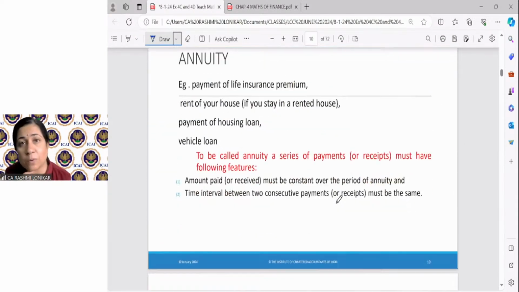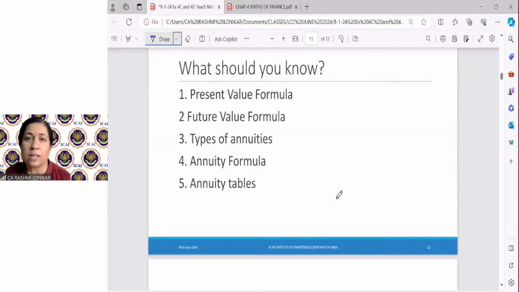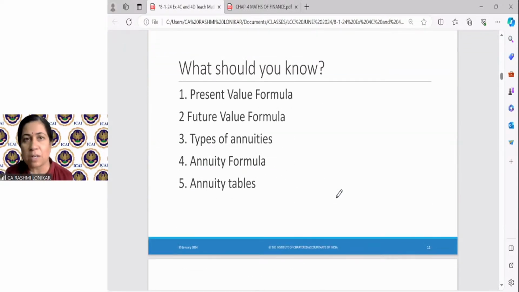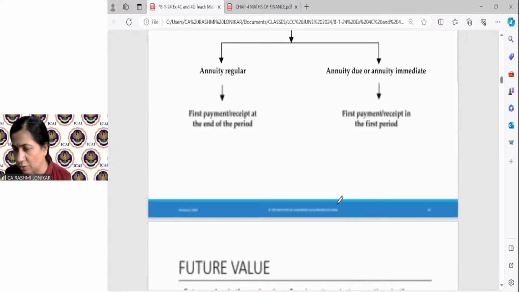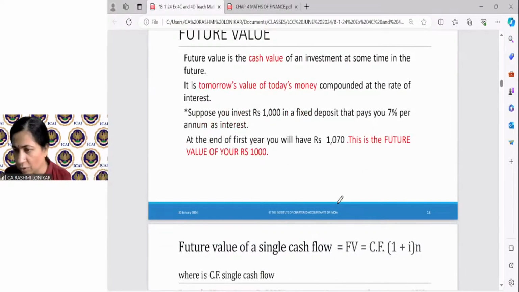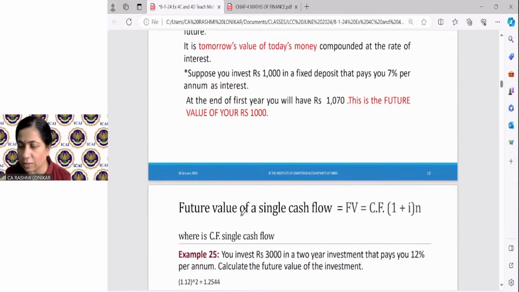Then we are talking now of annuity. In annuity, we said that you must know the present value formula, future value formula, then what are annuity types, and then annuity formulas for the same, and the annuity tables. So we talked about future value. I'll just revise the formula.